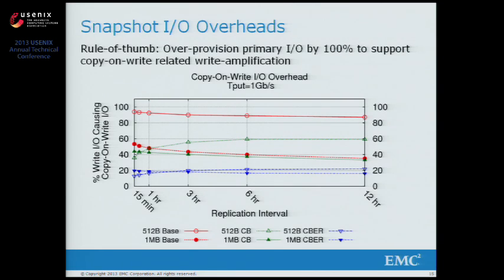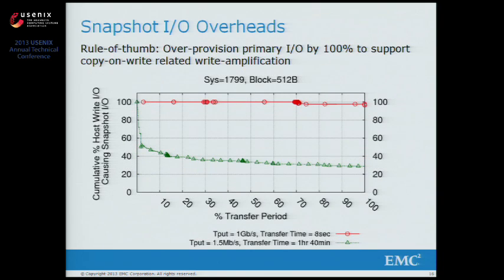So this result is with a high bandwidth of 1 gigabit per second. And in this figure, I'm focusing on a single trace out of the 500 that we decided to focus in for this result. The horizontal axis is the fraction of the transfer period, and the vertical axis, again, is the cumulative fraction of write I/Os that cause snapshot I/O. Now, the red line at the top is with a high throughput bandwidth, 1 gigabit per second. It only took 8 seconds to transfer the dirty data in this example.